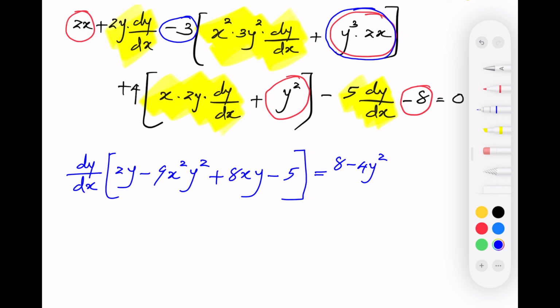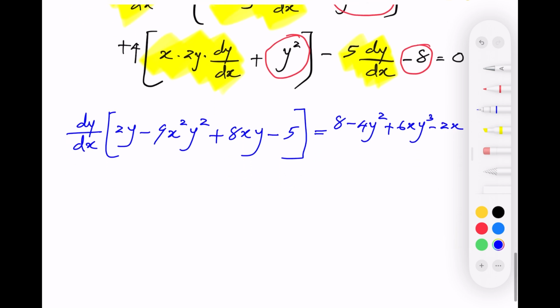When I multiply that by negative 3, it will be negative 6xy cubed on the left hand side. When I move that onto the right hand side, it will be positive 6xy cubed. And then I need to move this positive 2x on the left hand side into the right hand side. It will be negative 2x on the right hand side.